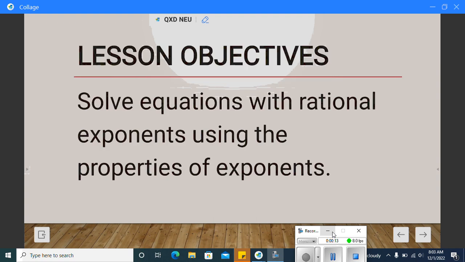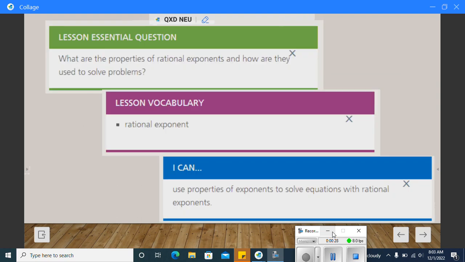All right. So our objectives for today is to solve equations with rational exponents using the properties of exponents. So we have to solve equations. So here's your lesson essential questions. What are the properties of rational exponents and how are they used to solve problems? Vocabulary, rational exponent, and I can use properties of exponents to solve equations with rational exponents.